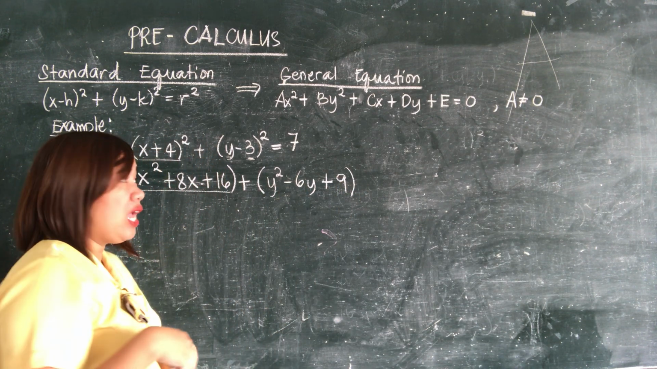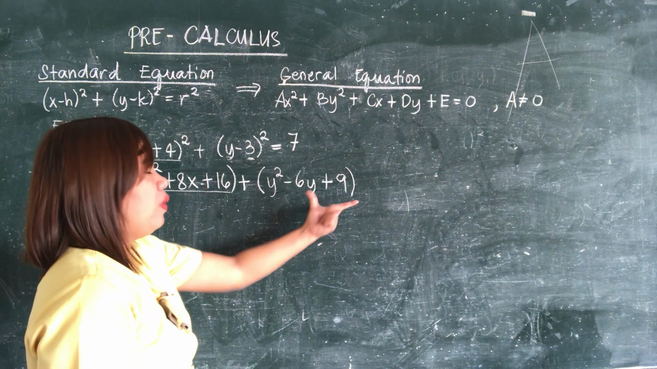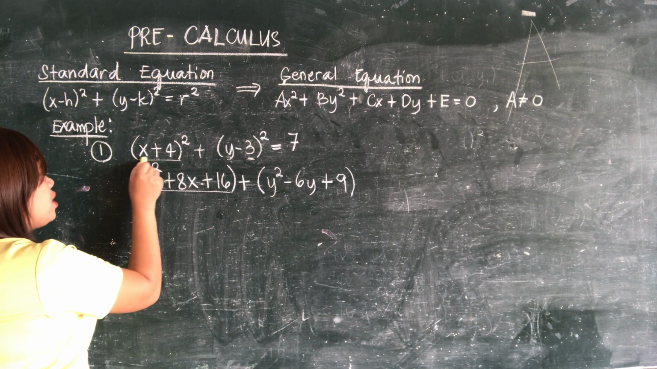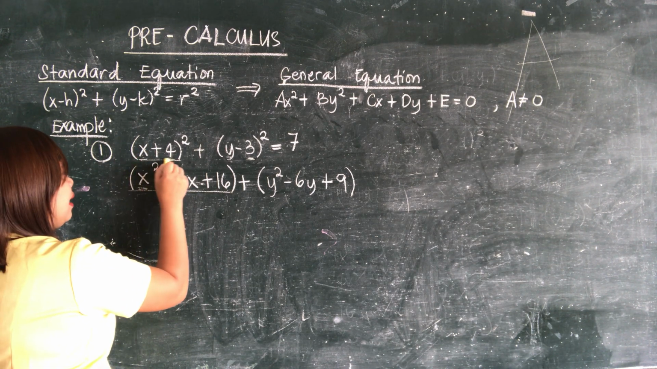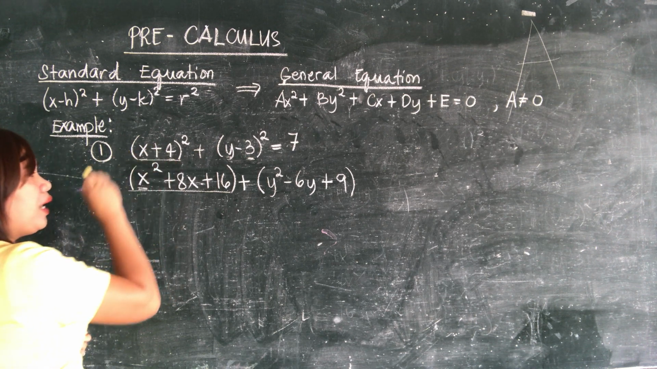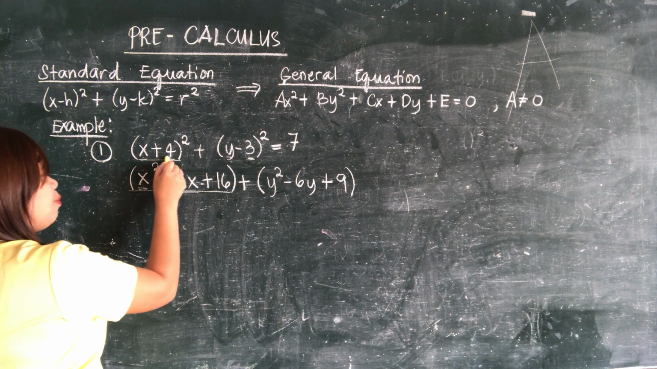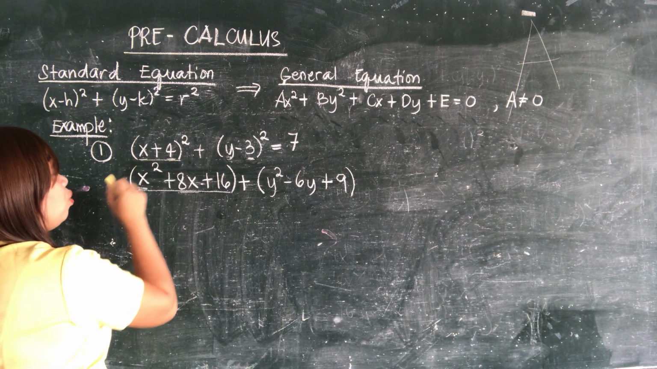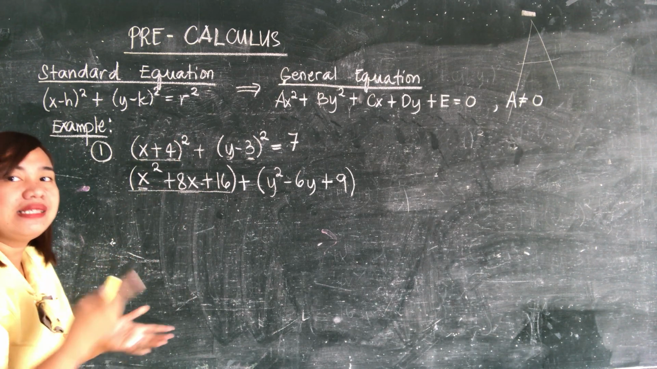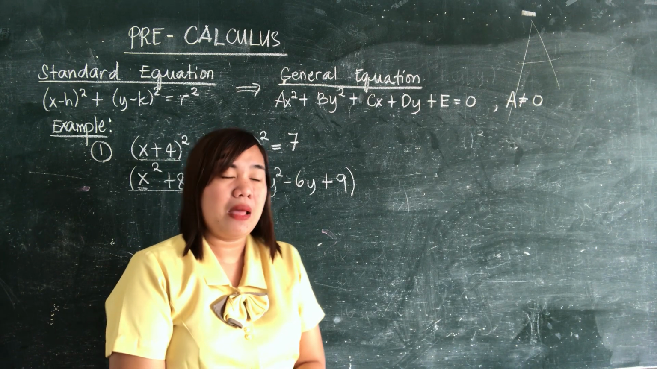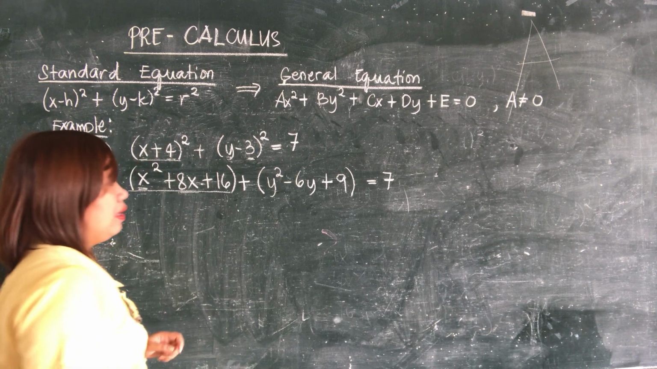So let us try to check kung tama nga siya. Kung dito i-apply natin yung without using the FOIL method. Square the first term. x times x, x squared. Multiply the first term and the second term. x times 4, 4x times 2, that will give you 8x. Then, the last step is to square the last term. 4 squared or 4 times 4, 16. As easy as that, without using the FOIL method. Equals 7.